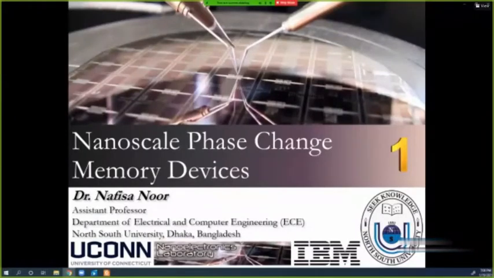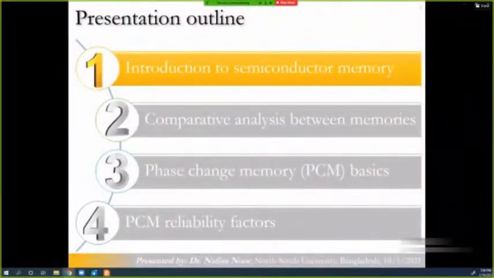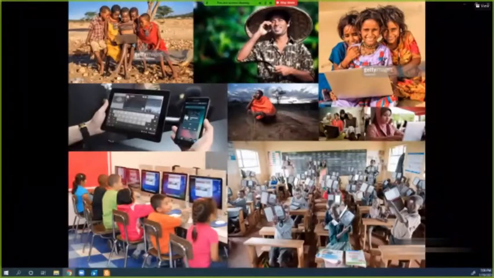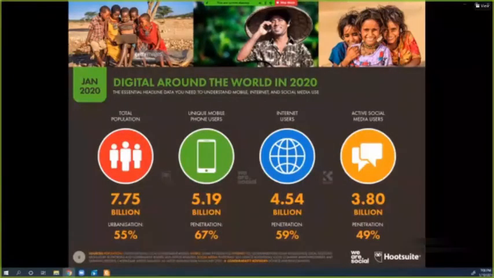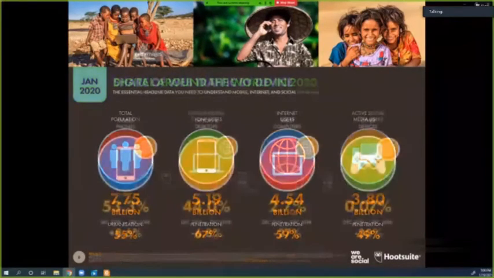Welcome to the first module of today's presentation. In this module, we're going to introduce the concepts of the semiconductor memories. I'd like to start with some very general pictures of the global digital lives. Digital devices nowadays are becoming ubiquitous in our everyday life. Recent statistics of January 2020 show that about 67% of the world's total population use mobile phones, and 59% of the world's population use the internet.